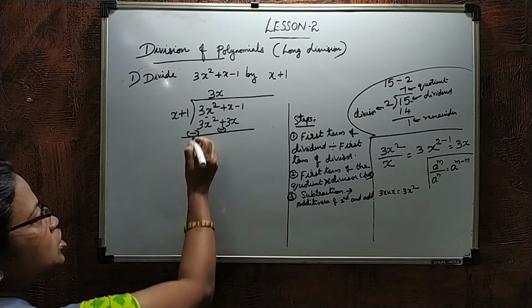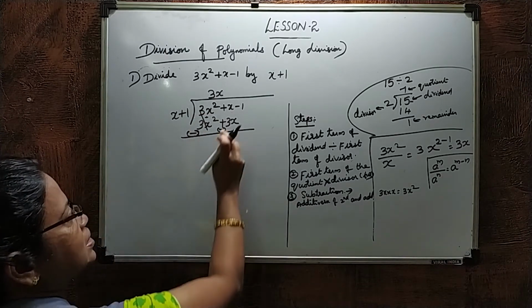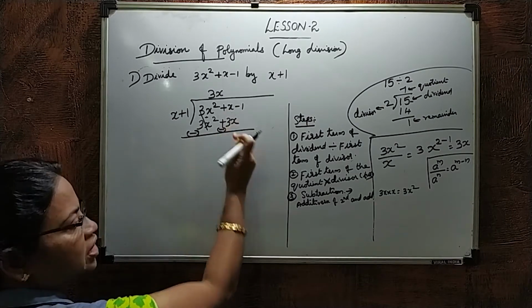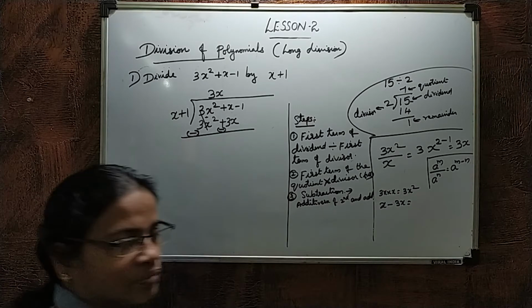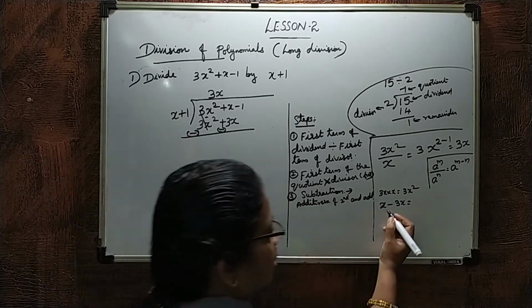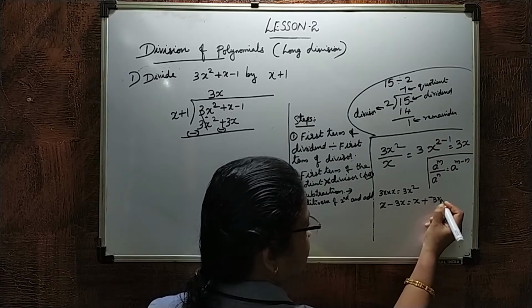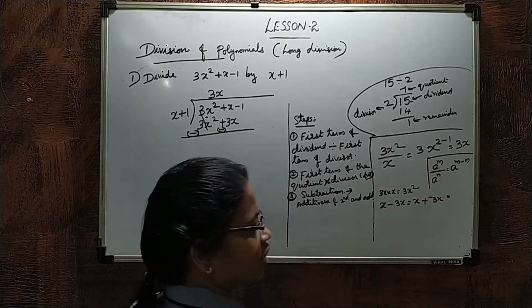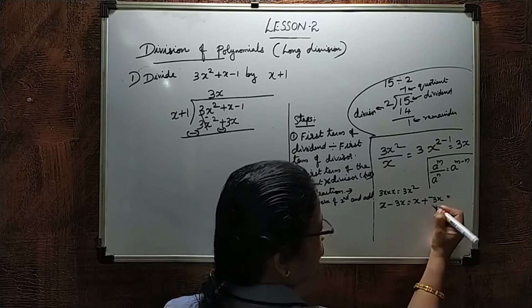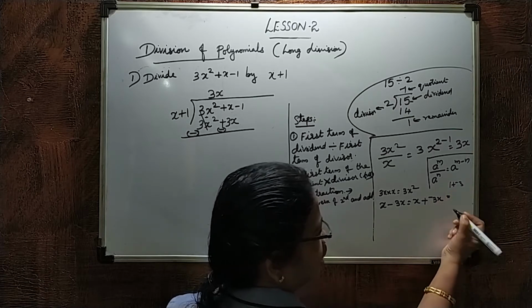So 3x square plus negative 3x square cancelled. The balance is x minus 3x. What did I get? x minus 3x. Here, add the inverse and add: x plus negative 3x. What will I get then? Here 1 is there. 1 minus negative 3 means 1 plus negative 3. What will I get? 1 plus negative 3.